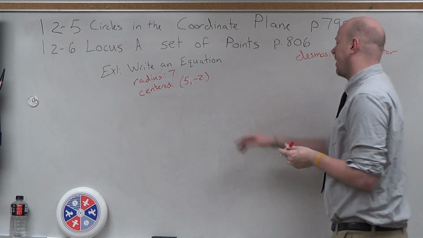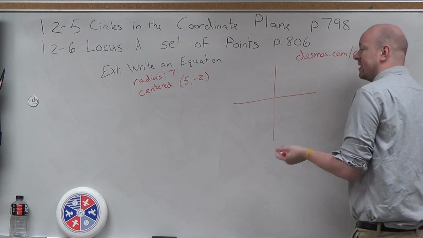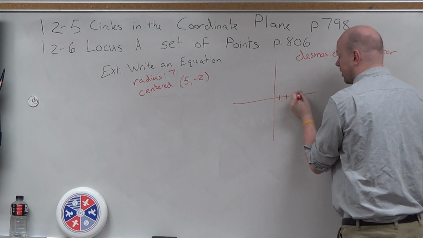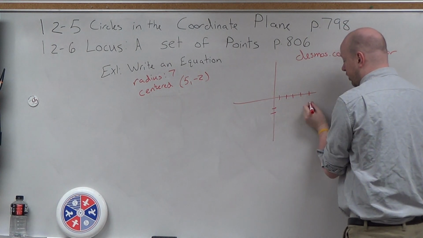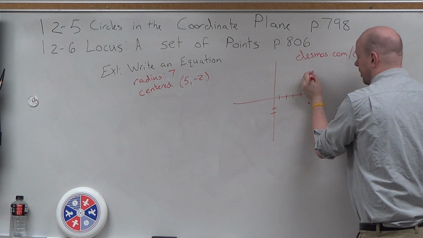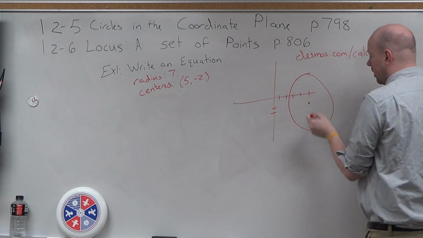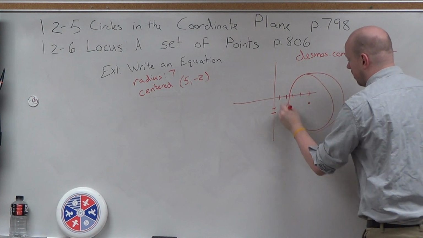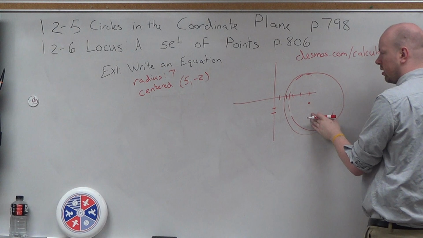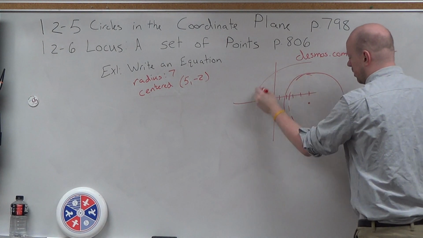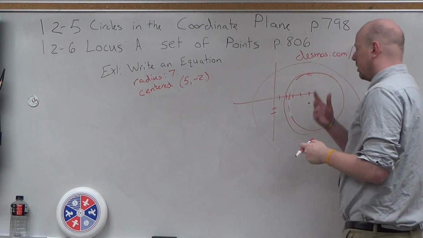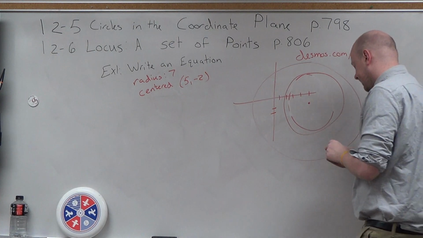But if we were to graph it ourselves, centered at 5, -2, well 5 would be my x coordinate, -2 would be my y coordinate, so 1, 2, 3, 4, 5, 1, 2, my center would be somewhere right here. And I would have a radius of 7, and I could draw a circle all the way around. Wow, that's a terrible circle. That's better, but not going to make a target there. But I don't really need the graph because I have the pieces.